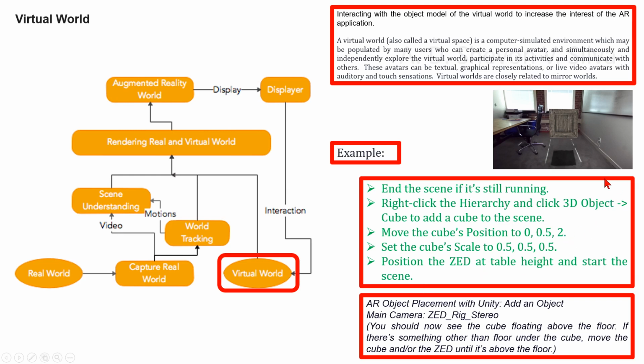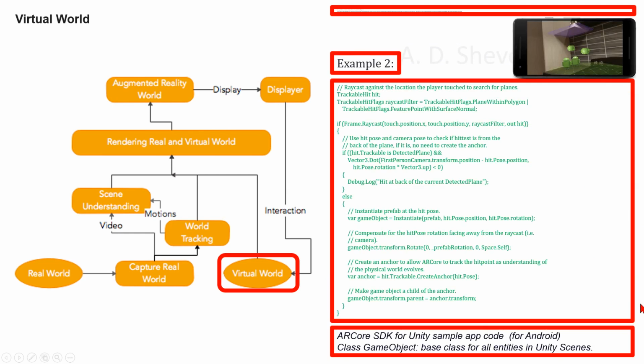You should now see the cube floating above the floor. If there's something other than floor under the cube, move the cube and or the Z until it's above the floor. Here you can see ARCore SDK for Unity sample app code for Android. The class game object, the base class for all entities in Unity space, as Unity scenes.